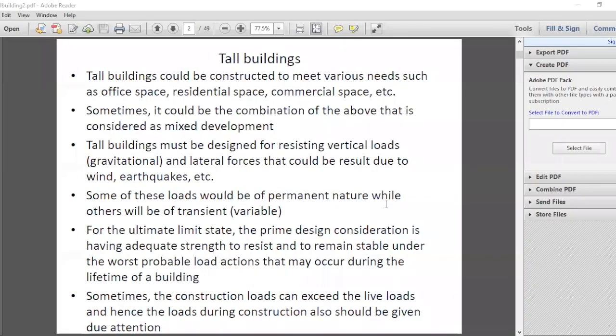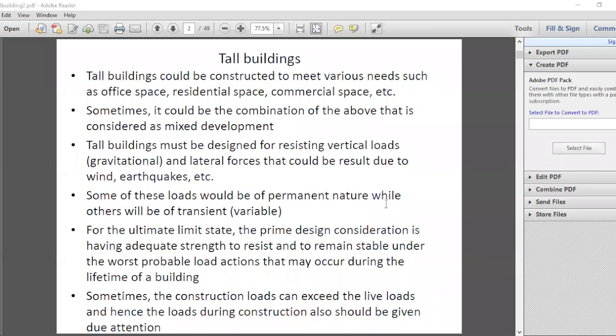So basically, if you look at construction loads, now if you are designing for an imposed load of 2.5, partitions and finishes, one each, the total is 4.5 kilonewtons per meter squared. Whereas, what is the weight of the slab during construction? Without the weight of formwork, the weight of concrete alone can be 5 kilonewtons per meter squared.